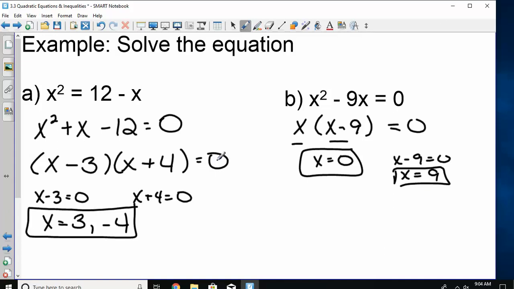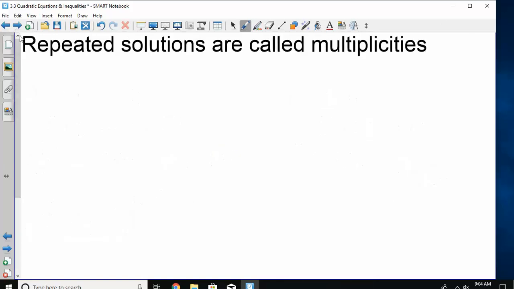It is possible to get an answer multiple times. In that case, we call it a multiplicity. Do you remember when we were graphing polynomials a little bit? Wait, hold on. We haven't done that here yet. No, I confused you with my college algebra class. We've not done this. So, repeated solutions are called multiplicities.